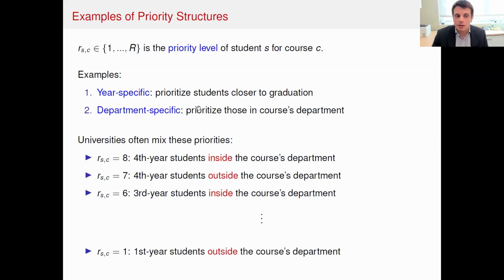So the first way is when the year-specific has a precedence over department-specific, but you can also imagine vice versa. So for example, one possible priority structure is that the fourth-year students inside the course department have the highest priorities, then the fourth-year students outside the course department, then the third year inside, third year outside, and so on. So this is a typical priority structure. As you can see, there are only 8 priorities, and there are thousands of students. For example, at Carnegie Mellon, there are 8,000 students. So you can imagine there are roughly around 1,000 students per priority. So there should be a huge tie-breaking going on. And if you go for a higher university, then of course, the degree of tie-breaking is even larger.